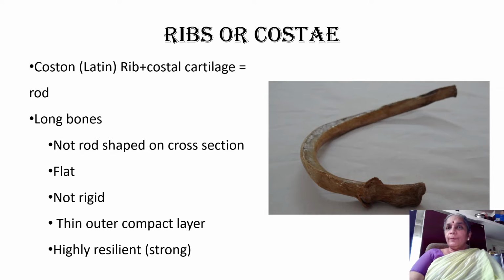Now, what type of bone is it? It's a long bone. But what is the difference between it and the long bones? If you make a cut section of the long bone, it will be like a rod on cross section. But in the case of the rib, it's not like a rod on cross section. It is flat and it is not rigid like the long bones. And the long bones have a thicker compact layer, but the rib has a thin compact outer layer, and it is highly resilient or strong.